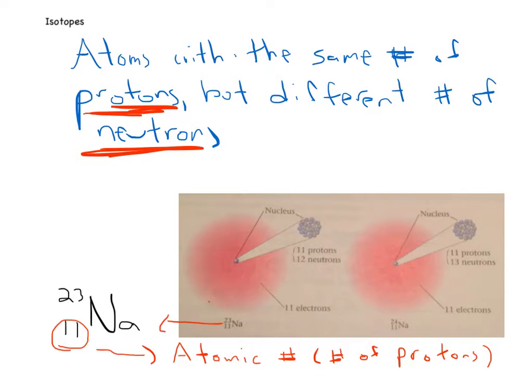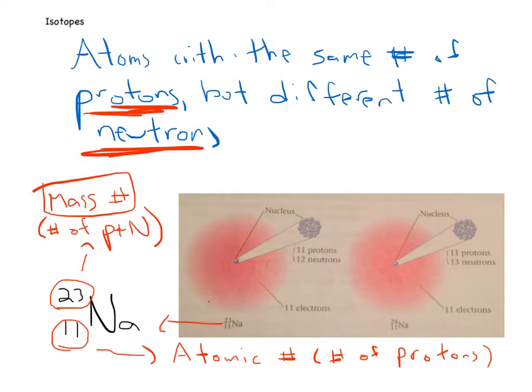What about the number at the top? Well, this is called the mass number. So let's write this here, mass number. And it's the number of protons plus neutrons. So it's the number of protons plus neutrons. And that's the mass number.